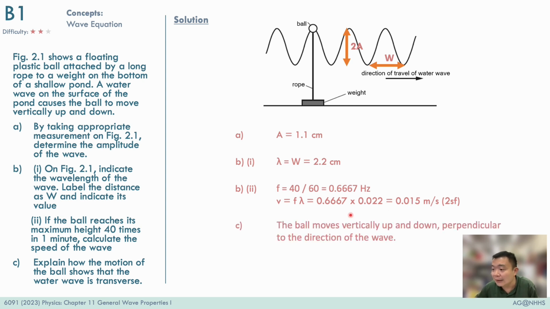Finally, in part C, this is how we can describe the motion of the particles in a transverse wave. The particles in a transverse wave move perpendicularly to how the wave travels. So in this scenario, since the wave is moving towards the right, the particles are moving in an up-down motion.